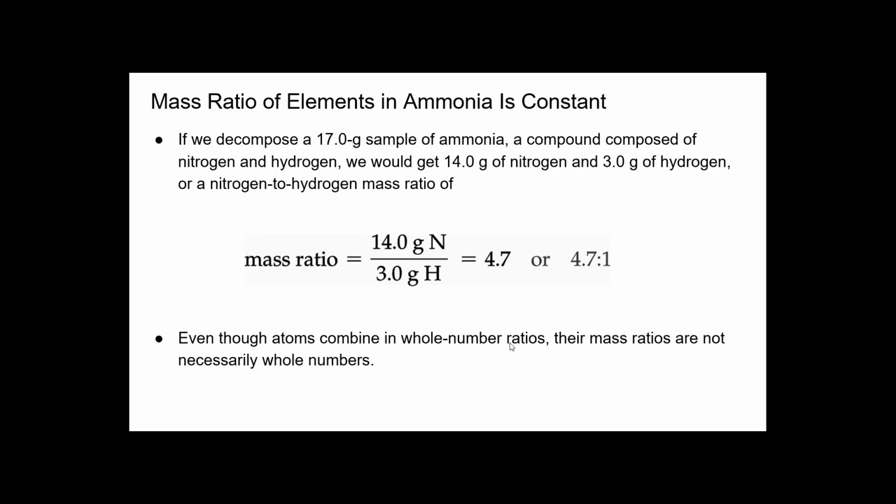Now, when a compound comes together, it's whole number ratios. But when we look at the masses, the mass ratios, they're not necessarily whole numbers, as you can see here. This is 4.7 to 1.